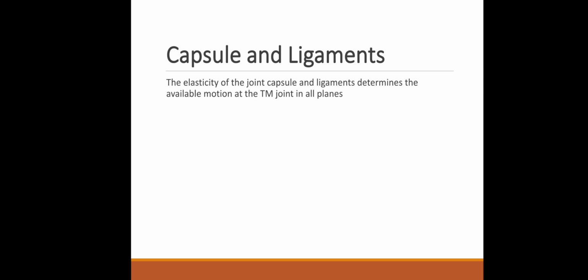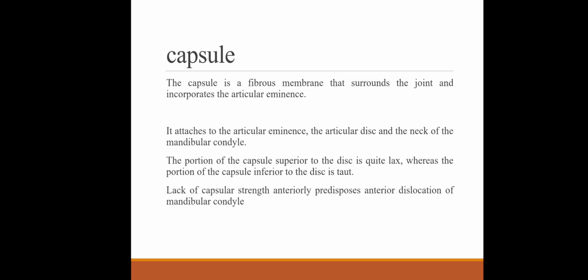The capsule and ligaments. The elasticity of the joint capsule and ligaments determines the available motion at the temporomandibular joint in all planes. The capsule is a fibrous membrane surrounding the joint and the articular eminence. It attaches to the articular eminence, the articular disc, and the neck of the mandibular condyle.